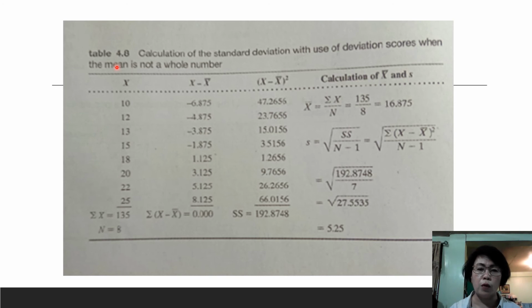The table is titled Calculation of the Standard Deviation with Use of Deviation Scores when the mean is not a whole number, which means the mean has decimal points. Okay, so you can just take a look at the table and the three columns for the table.